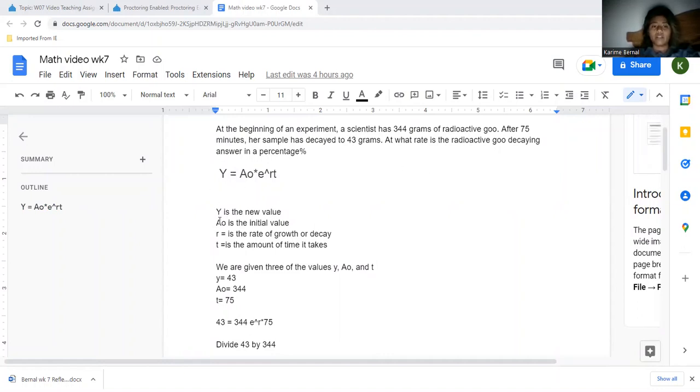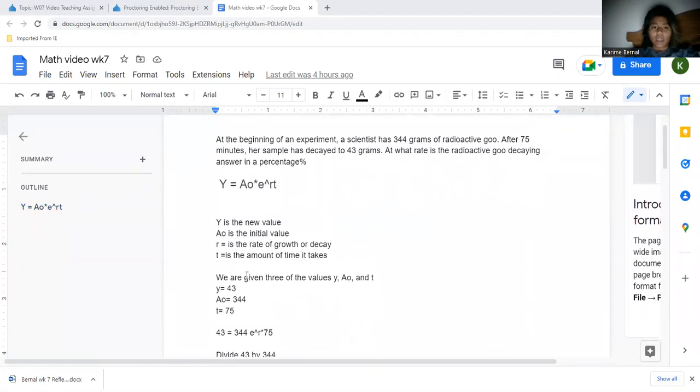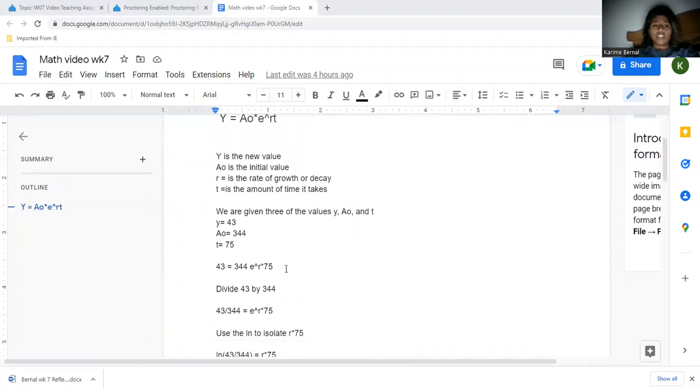So we will have here the formula. Y is the new value, A is the initial value, R is the rate of growth or decay, and T is the amount of time it takes. So we are given the Y, which is the new value right here, and we are given the initial value, which is 344 grams, and the time, which is 75 minutes. Now we're just going to input it in the formula, which gives me 43 equals 344 e raised to the r t, which is 1025.